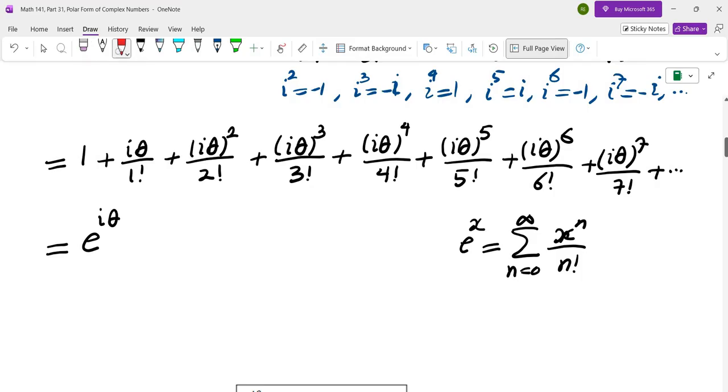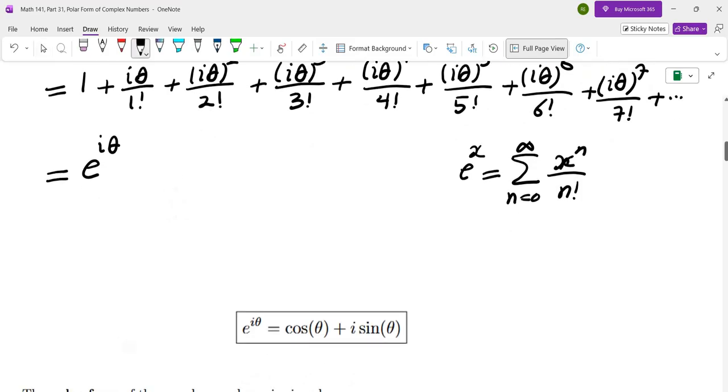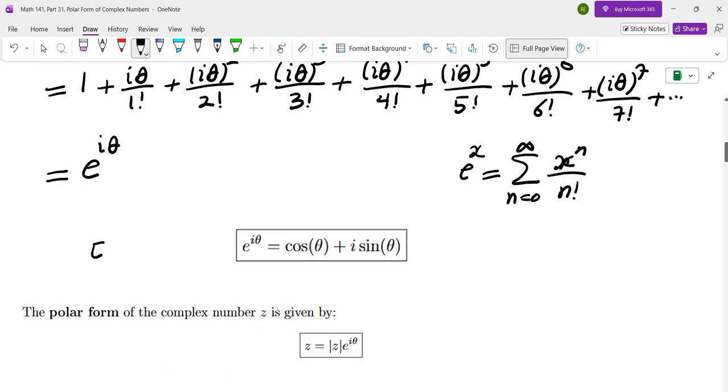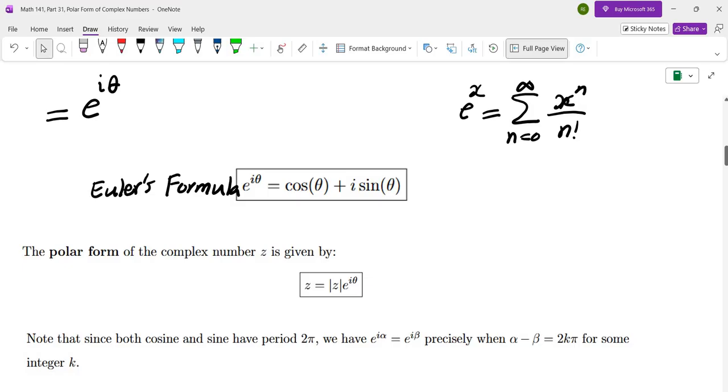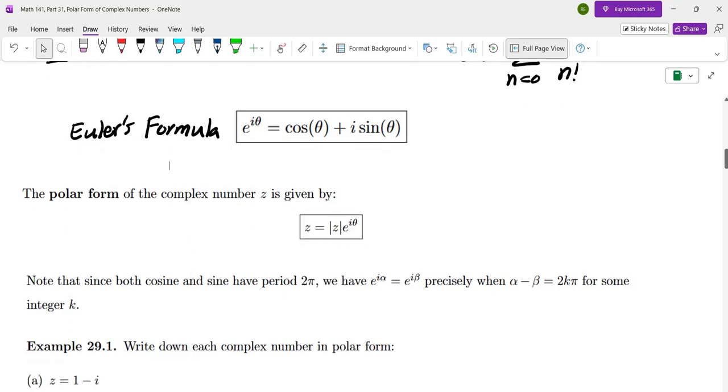So this tells us that we can write down cosine of theta plus i sine of theta as e to the power of i theta. And this formula is called Euler's formula. Now, if you look at this formula and replace the form that we found for z, which is called the polar form, we would get z is equal to the absolute value of z times e to the power of i theta. And that's called the polar form.